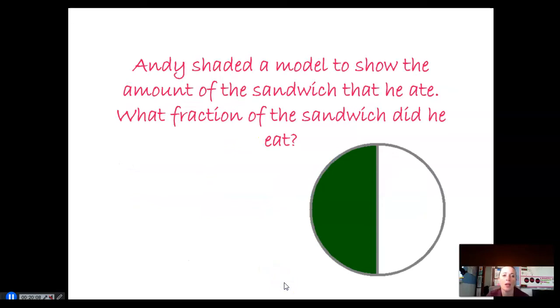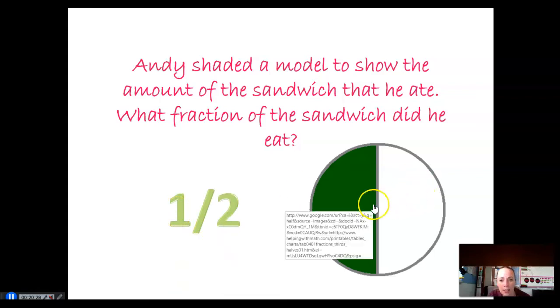All right, kiddos. Andy shaded the model to show the amount of the sandwich that he ate. What fraction of the sandwich did he eat? All right, write your fraction. Top is what you eat. The bottom is the total. All right, kiddos, on your boards, you should have written 1/2. He ate 1. There's a total of 2.